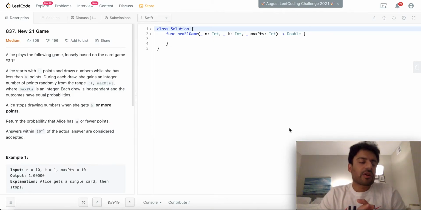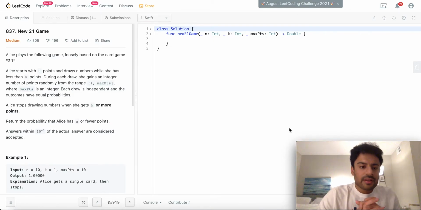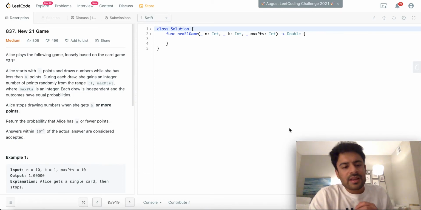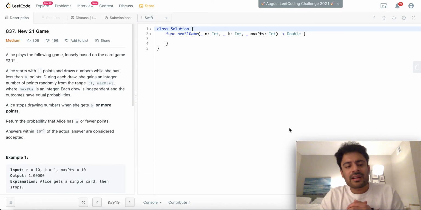Hey guys, today we're going to be solving LeetCode question 837, New 21 Game. This is a medium LeetCode problem, but it's actually a little tougher than a usual LeetCode medium problem. I would say it's leaning towards a hard problem. What makes this problem difficult is not just the solution, but the problem statement itself.